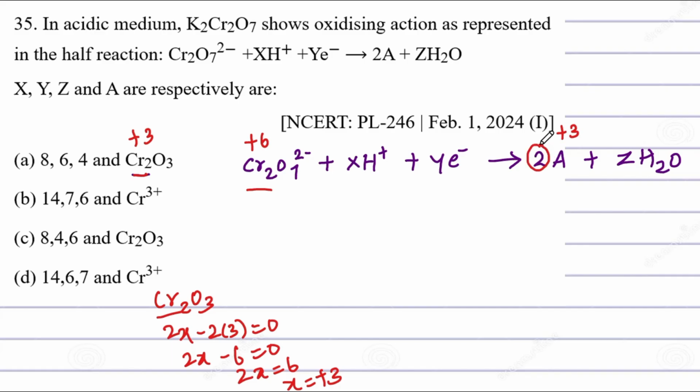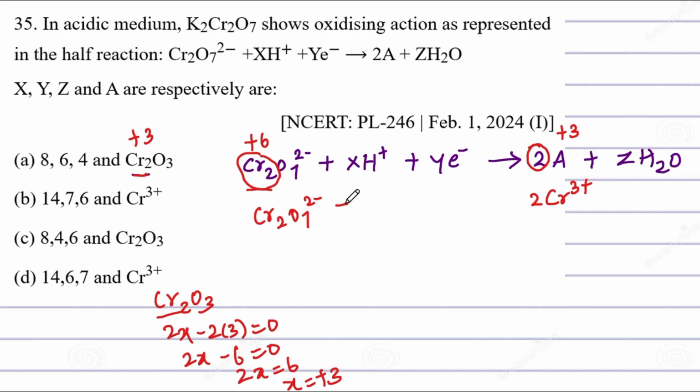So already the coefficient is mentioned as 2 because 2 chromium atoms are present in the reactant side. Now if I write the first option Cr2O3, then 2 into 2, 4 chromium atoms are present in the product side, but only 2 chromium atoms are present in the reactant side. So that is wrong. So we cannot write Cr2O3. So the correct answer for A is Cr3+. So we got the answer for A.